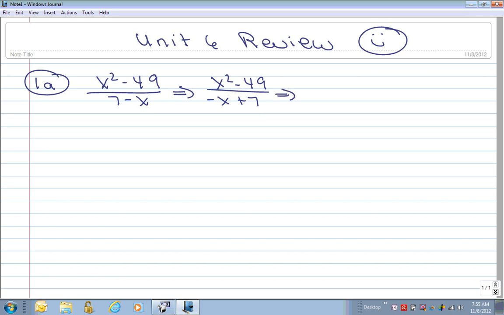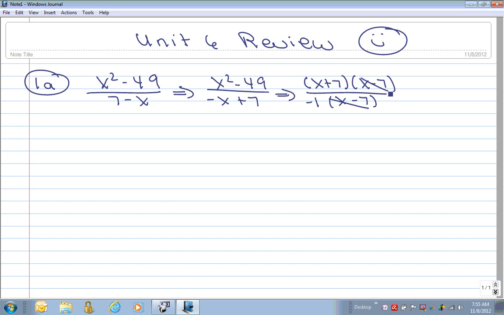I would now factor everything I can. At the top, that's a difference of squares, which factors into x plus 7 and x minus 7. And in the denominator I'm going to factor out the negative 1. I'm going to make a negative 1 on the outside, and that's going to be x minus 7. That allows for a cancellation. So I'm going to go ahead and make that cancellation.